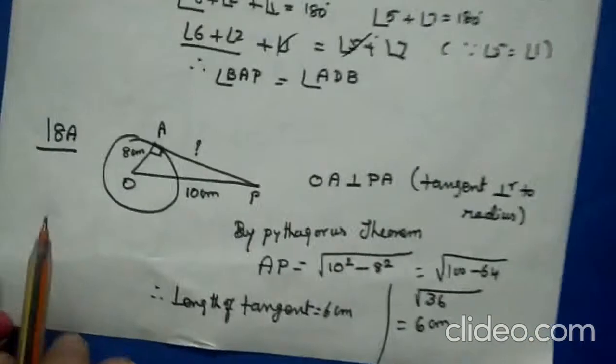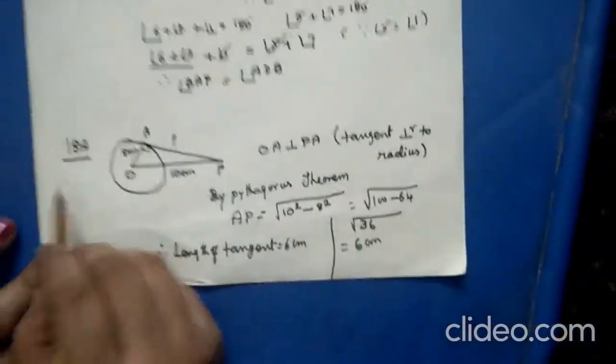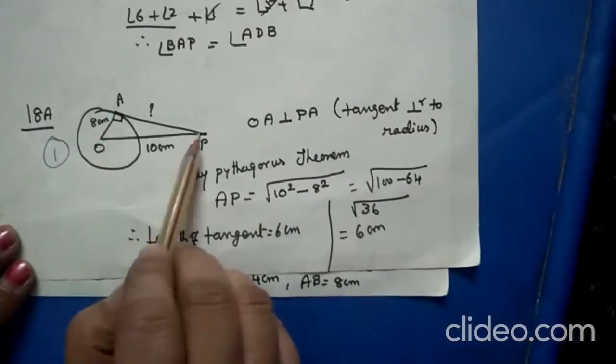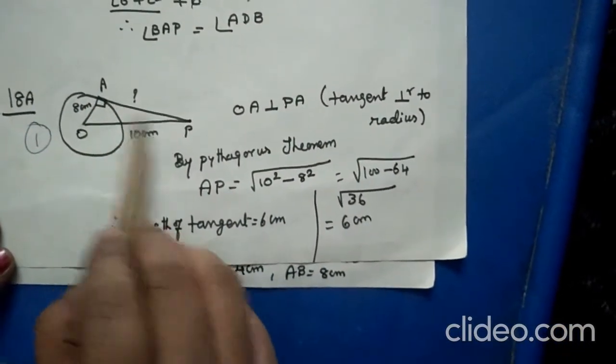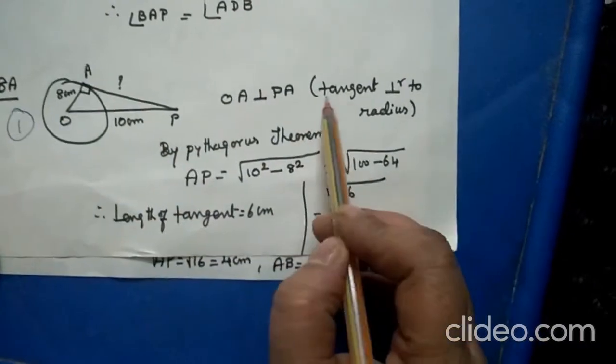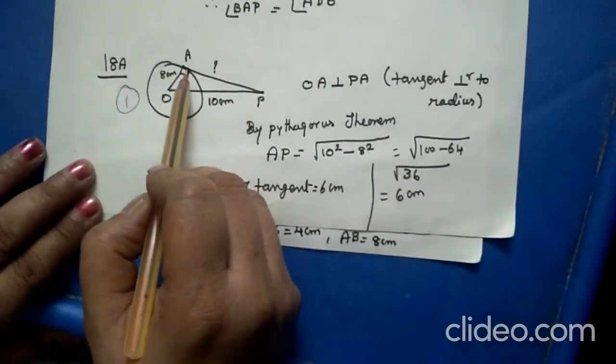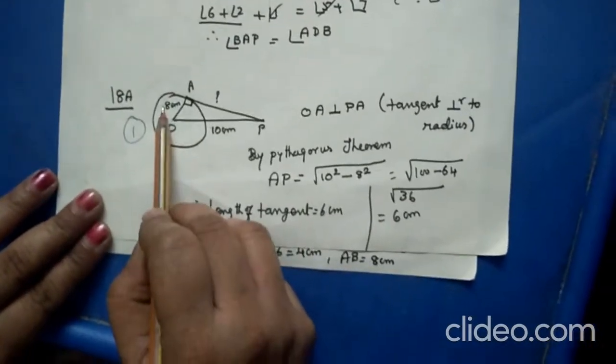Now example, I am going to take 18a, question number 1. What is given? OA, these are the figure. You want to find the length of the tangent. You have to write tangent is perpendicular to radius, 90 degree. By using Pythagoras theorem, you want to find 10 squared minus 8 squared.